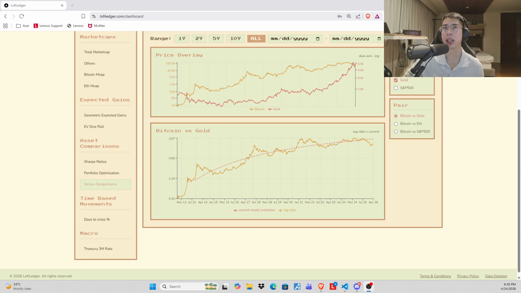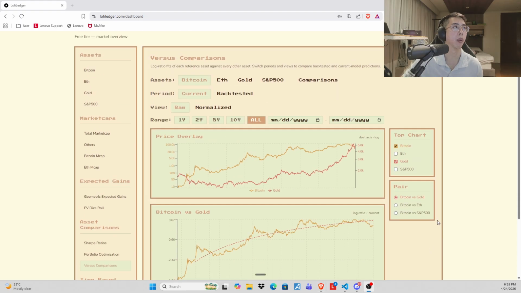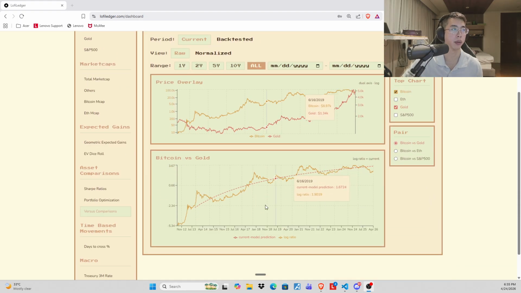When can we get a view or a picture of the market, and how do we know that we have to buy certain assets or rotate out of certain assets, right? So I created this chart on my website, lofiledger.com. It's a free resource for you guys to use. Basically, what this top graph shows is the price of different asset classes. So we have Bitcoin, ETH, gold, and S&P.